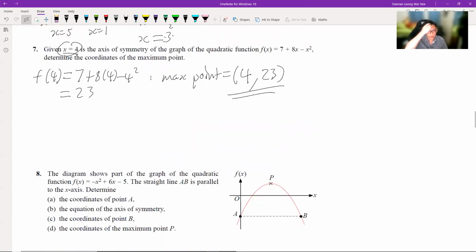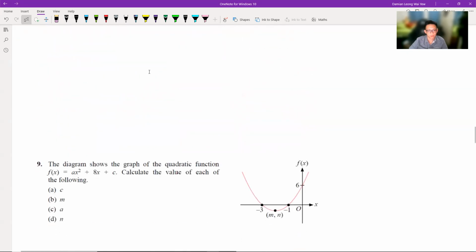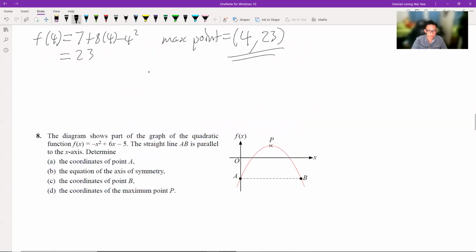And question 8. Not very difficult as well. Here we want to find the coordinates of A, the equation of the axis of symmetry, the coordinates of B, and the coordinates of the maximum point P. So basically, the A here is the y-intercept.